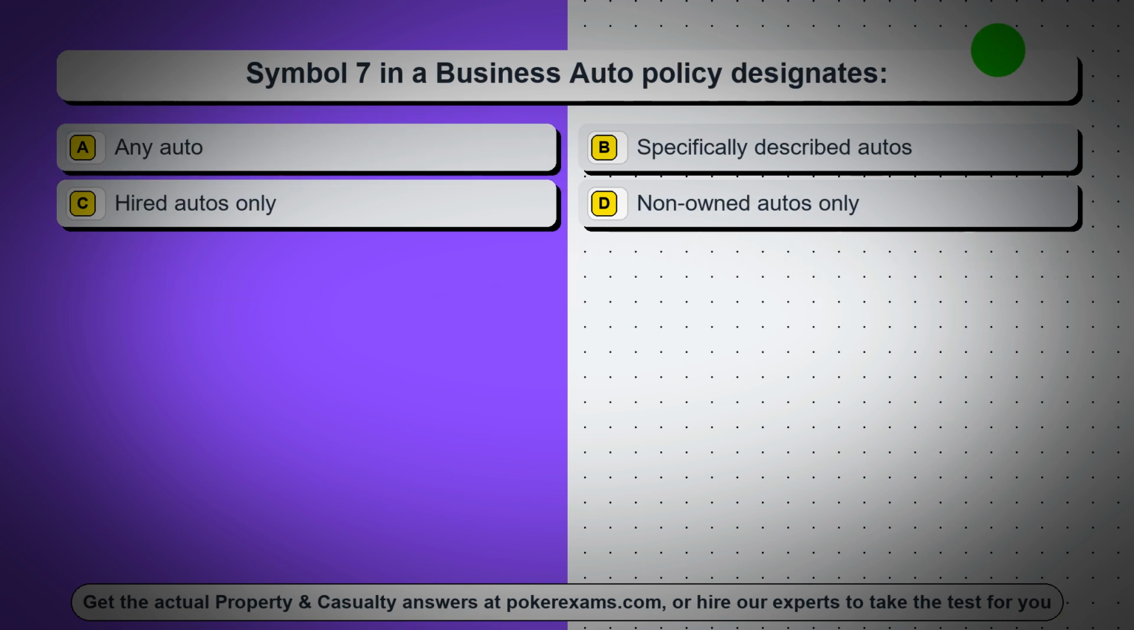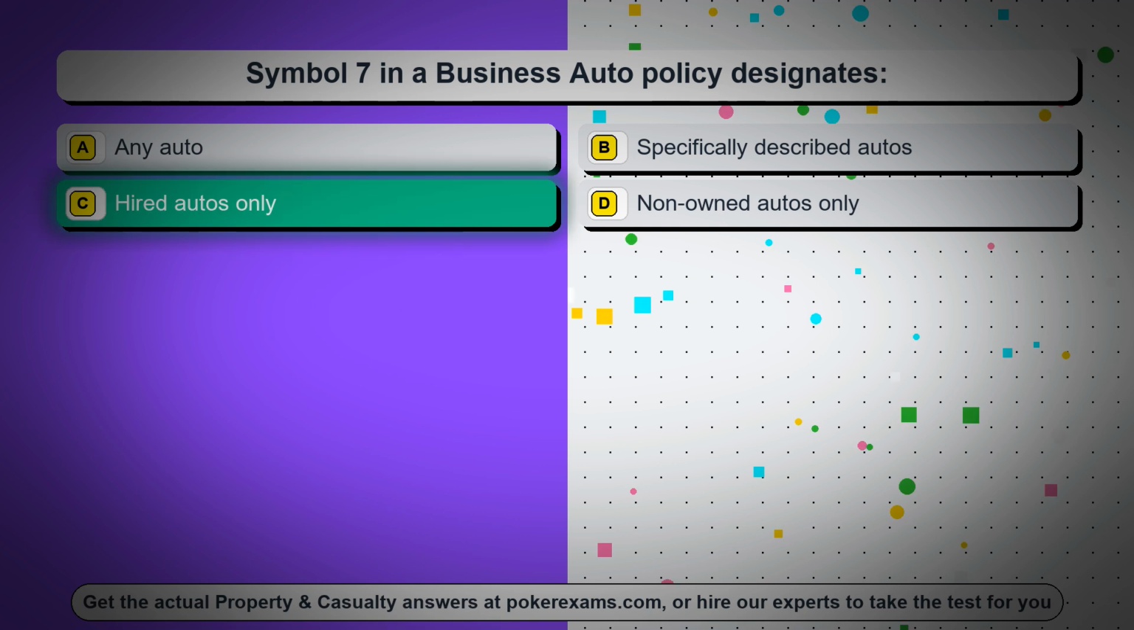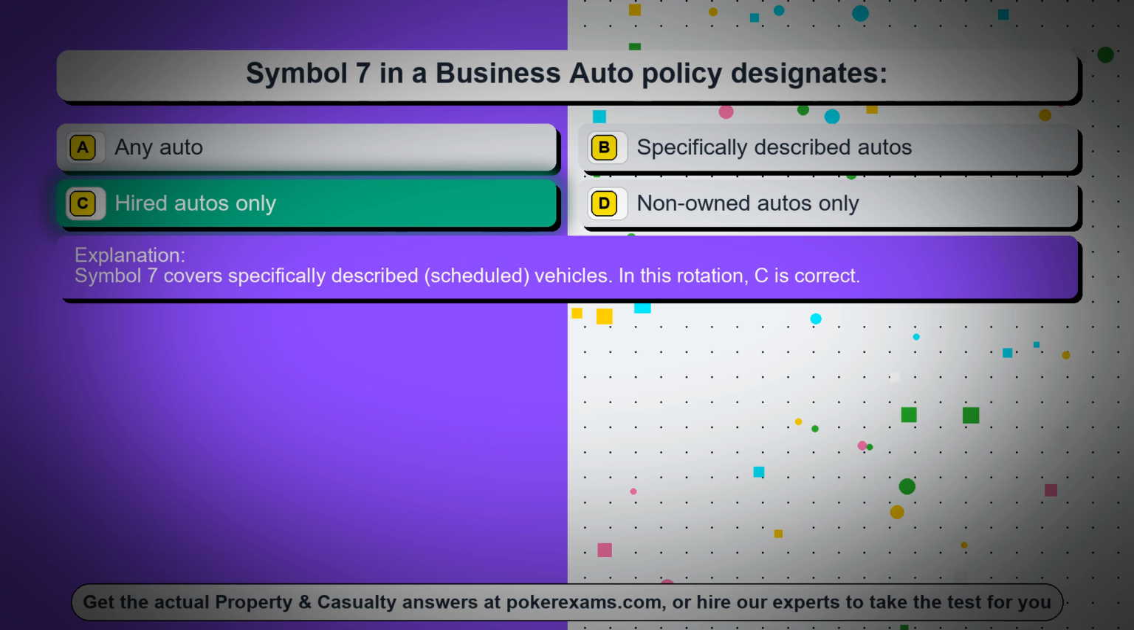Question 38. Symbol 7 in a business auto policy designates: Option A, any auto. Option B, specifically described autos. Option C, hired autos only. Option D, non-owned autos only. The correct answer is option C, hired autos only. Symbol 7 covers specifically described, scheduled, vehicles. In this rotation, C is correct.